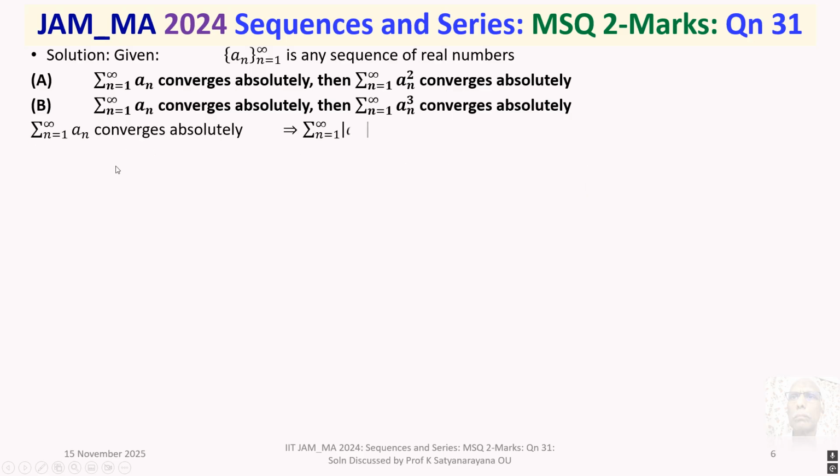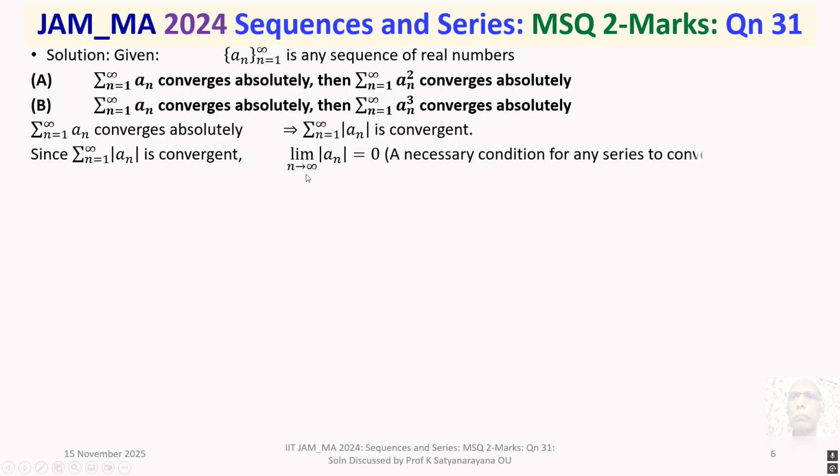Now, sigma n is equal to 1 to infinity an converges absolutely. It is given to us. Then that means sigma n is equal to 1 to infinity mod an is convergent. Right. Since sigma n is equal to 1 to infinity mod an is convergent, limit n tends to infinity of mod an is 0. Why? It is a necessary condition for any series to converge that its nth term must approach 0.